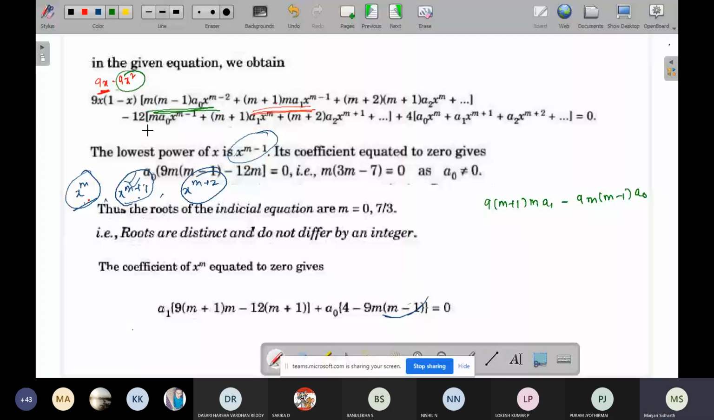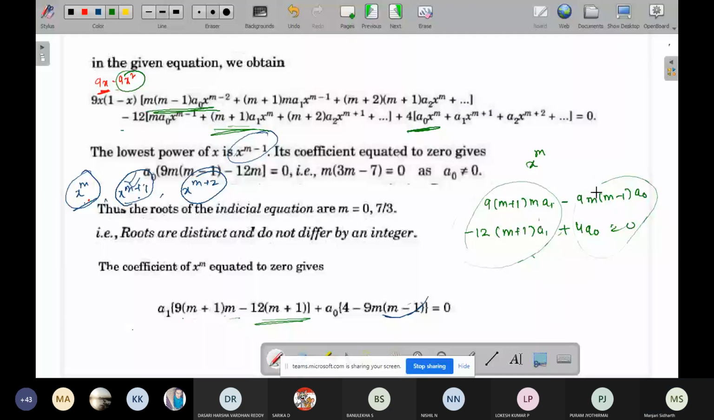Now the x power m coefficient means here when minus 12 is multiplied with this. Okay, so minus 12(m plus 1) a1, right, and plus 4 a0. So these all are the coefficients of x power m. Then take a1 common between these two, take a0 common between these two, right? So when I'm taking a1 common, see here 9(m plus 1)m minus 12(m plus 1), right? Take a0 common, 4 minus 9(m minus 1)m, correct only, right?